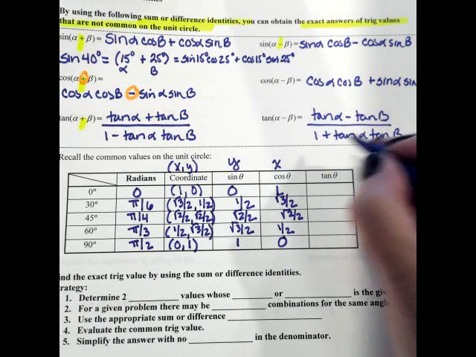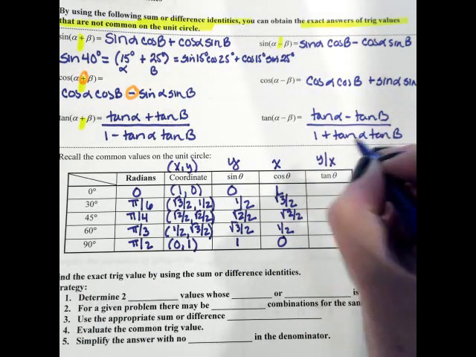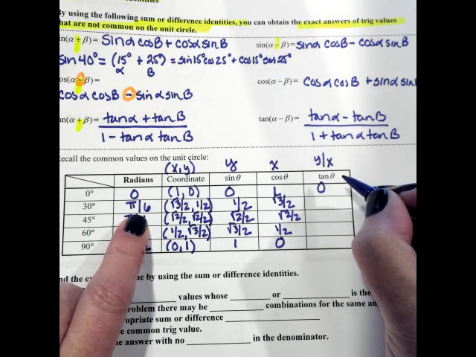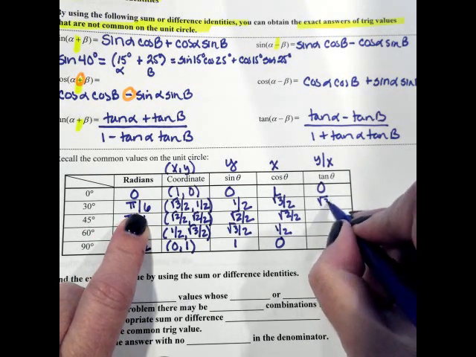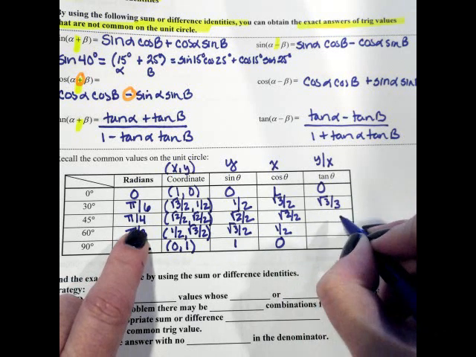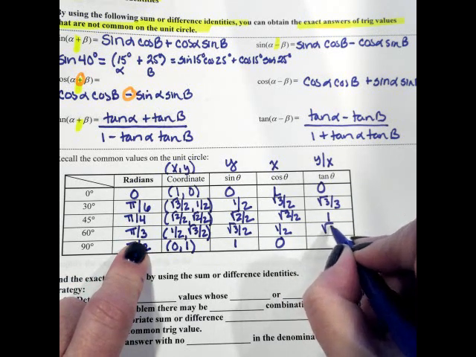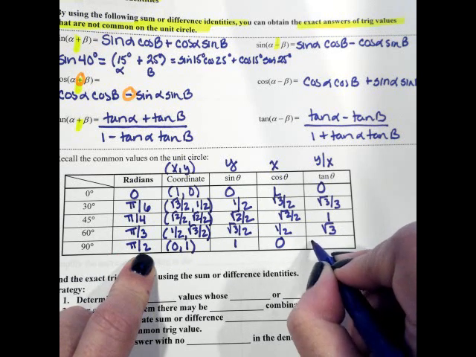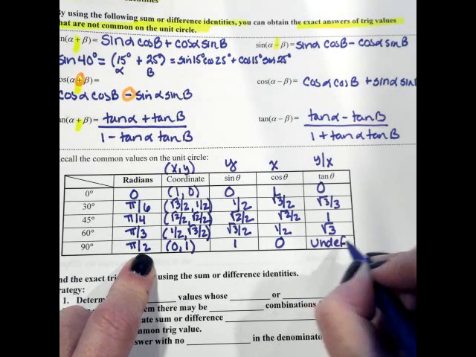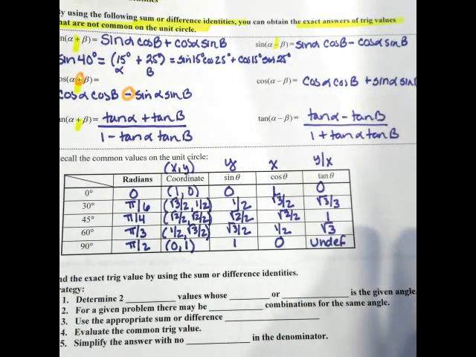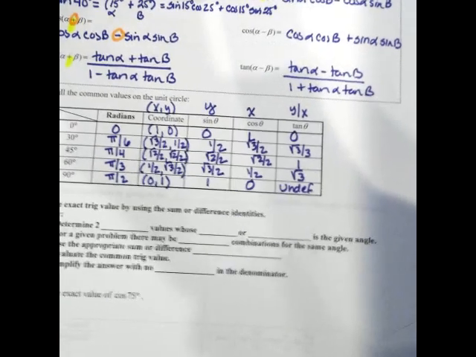Remember, tangent is our y over x values. So the tangent of 0 degrees is 0. The tangent of pi over 6 is square root 3 over 3. Tangent of 45 is 1. The tangent of pi over 3 is square root 3. And then the tangent of pi over 2, don't forget, is undefined. All right? So again, it's all based upon these special angles from the unit circle.